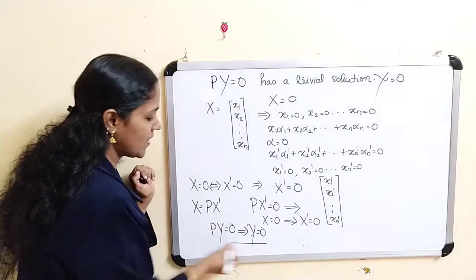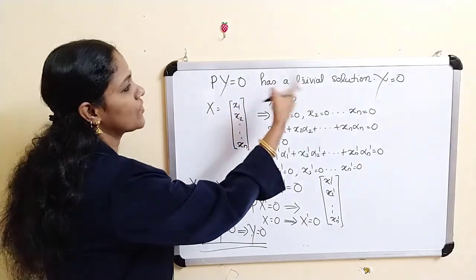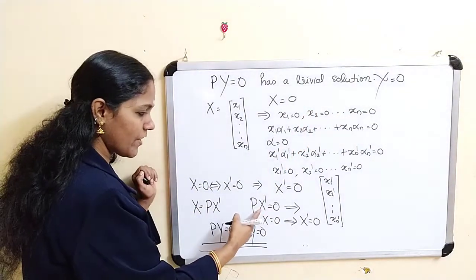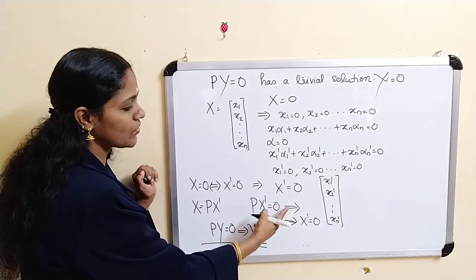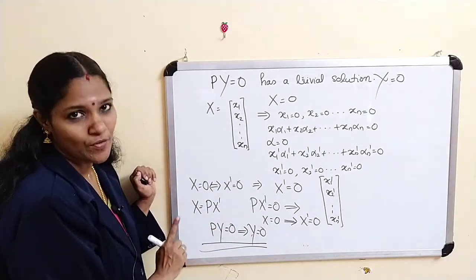Okay, that means P is invertible. Therefore Py equal to 0 has a trivial solution y equal to 0. Here we are replacing y by x dash. Therefore Px dash equal to 0 implies x dash equal to 0. This implies P is invertible.